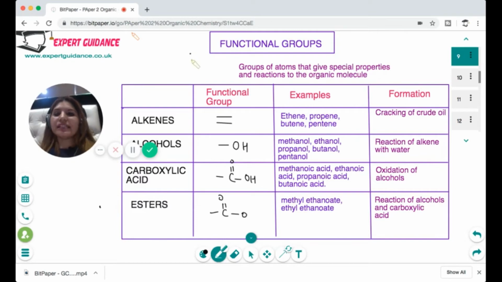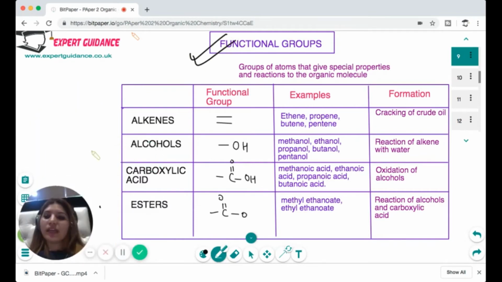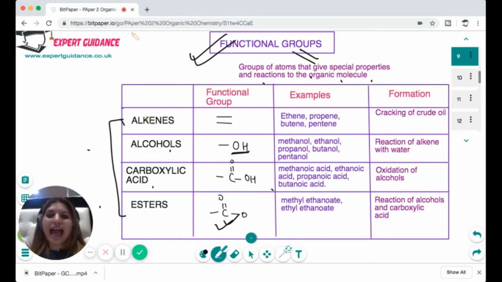Now let's see what functional groups are. Now we have seen hydrocarbons, and alkanes are hydrocarbons. At times, apart from hydrogen and carbon, you get some other atoms, like alcohols have OH, carboxylic acids have COOH. These groups of atoms which give special properties and reactions to the organic molecules are functional groups. And you have 4 functional groups in your syllabus: alkenes, which have a double bond. Examples are ethene, propene, butene, and pentene, and we can form them by cracking of crude oil.